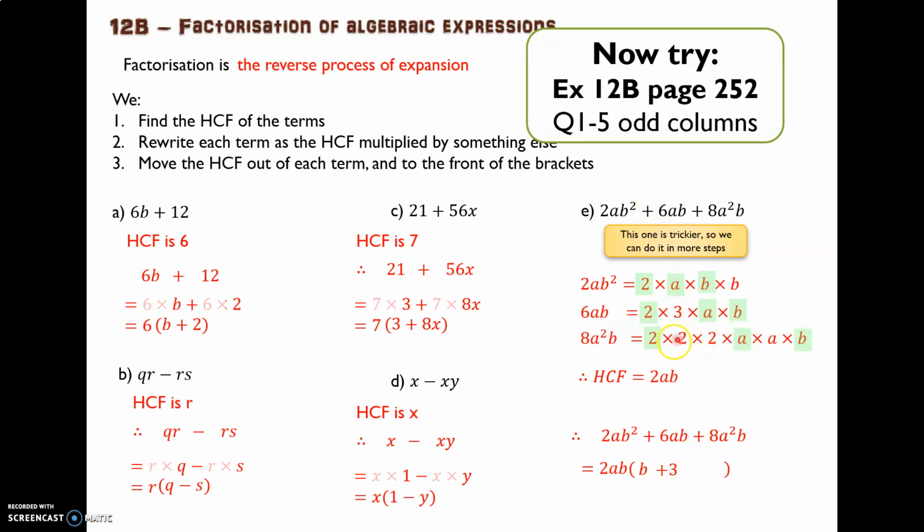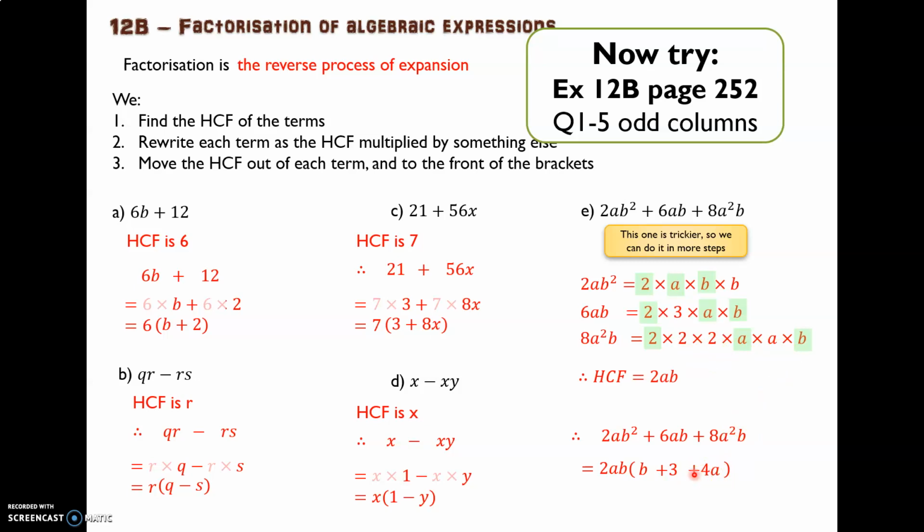And for the last one, I've got 2ab, that's in common, that's the same as the others. Which parts are different? Which parts aren't highlighted? I have 2 times 2 times a. And 2 times 2 times a is 4 times a. So that's why the answer is 4a.